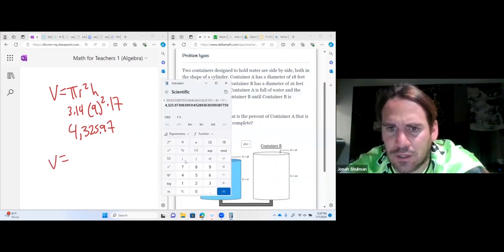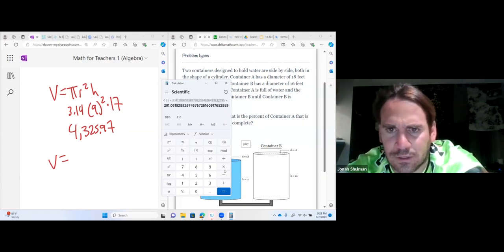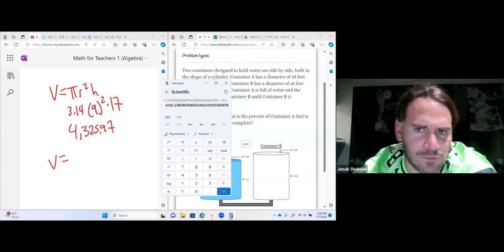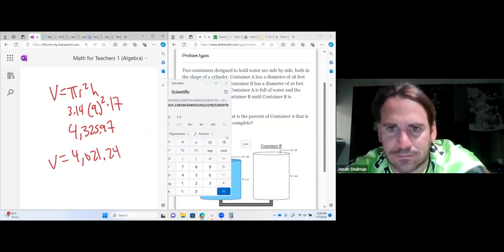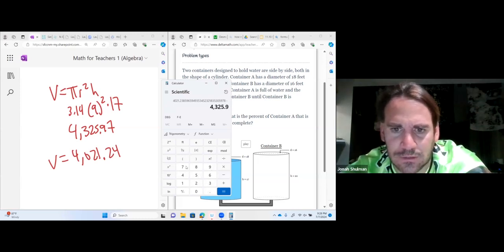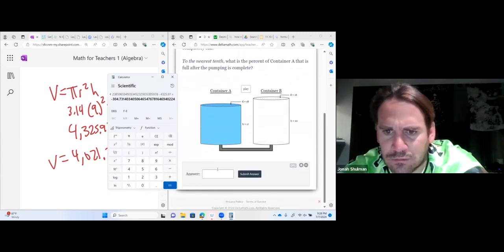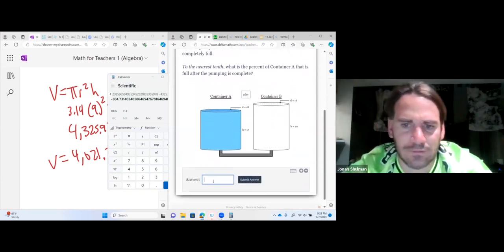The other one is 8 squared. So it's 64 times pi times 20. And this one is 4,021.24. That's all I'm rounding it to. So we're going to minus 4325.97. And there's the answer. 304. Do they want it to the nearest what? To the nearest tenth. So it's 304.7.